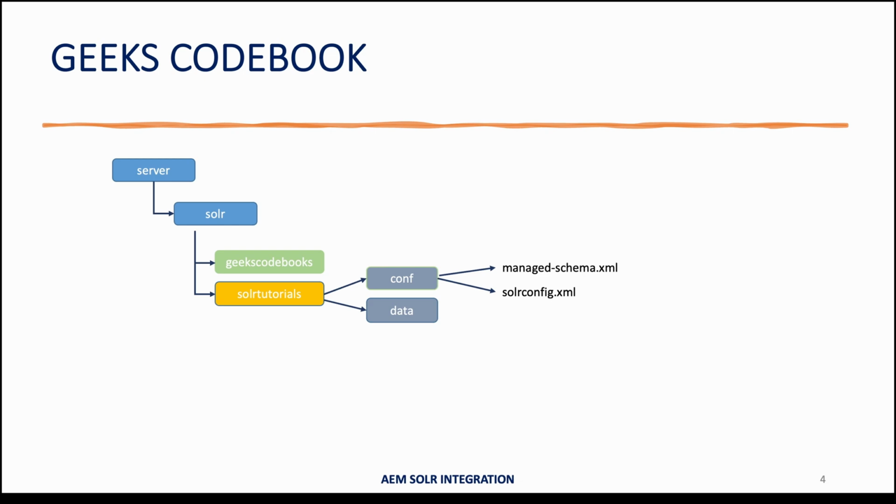So the core contains two directories, conf and data. Data contains all the data and conf contains the configuration files. Two files are mandatory, managed-schema and solrconfig. There are other files as well. We'll see in the demo.